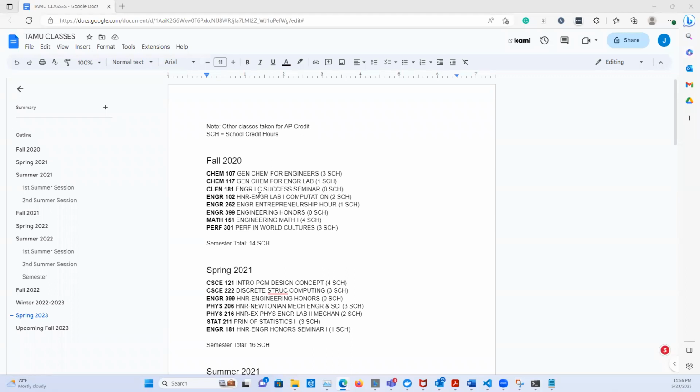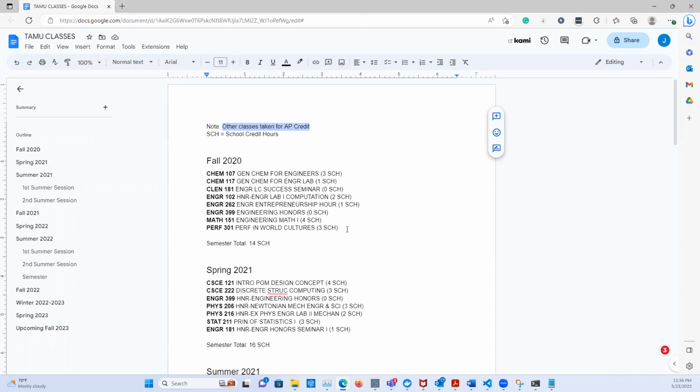So I am a computer science and statistics major here at Texas A&M, and I'd like to go over some of the classes that I took. I will be upfront. I have taken some of the other classes for AP credit, and so even though those classes might be required for my degree plan, I did not take them at Texas A&M, so I can't really review them. So with that said, let's begin.